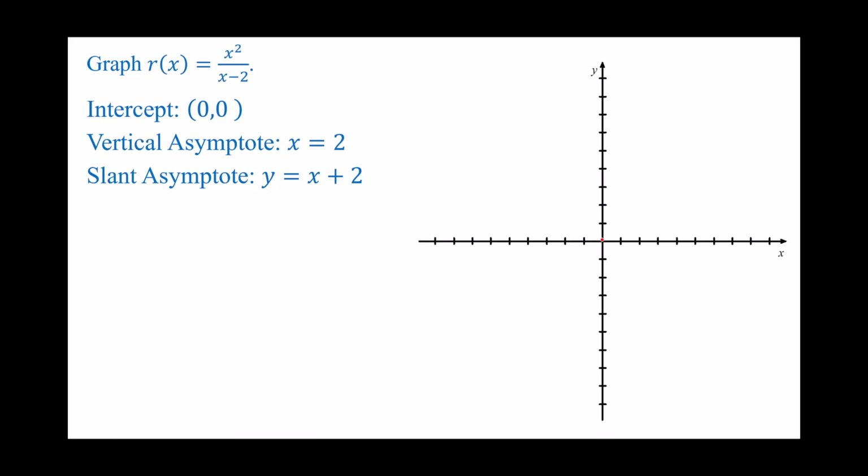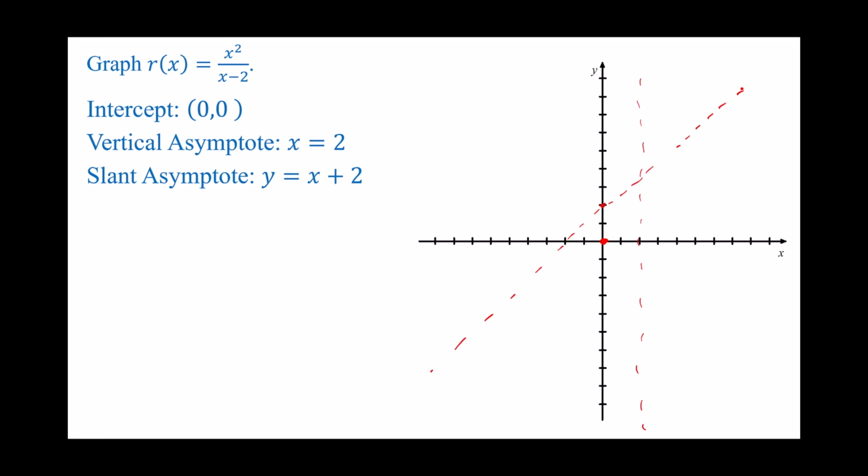Our intercept is (0, 0). Our vertical asymptote is the line x equals 2. Our slant asymptote is the line y equals x plus 2. So we have a y-intercept of 2 and a slope of 1. Okay, so there are my two asymptotes. Now I need to decide how to graph this. I only have one point.